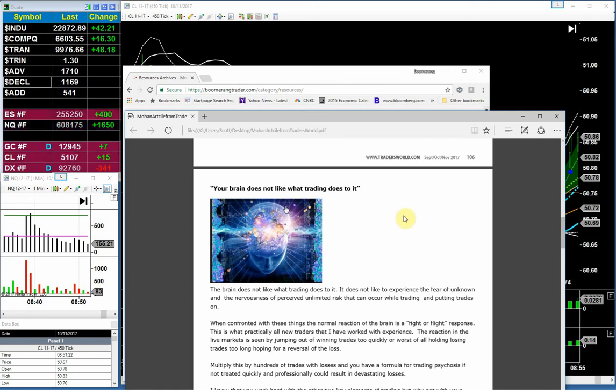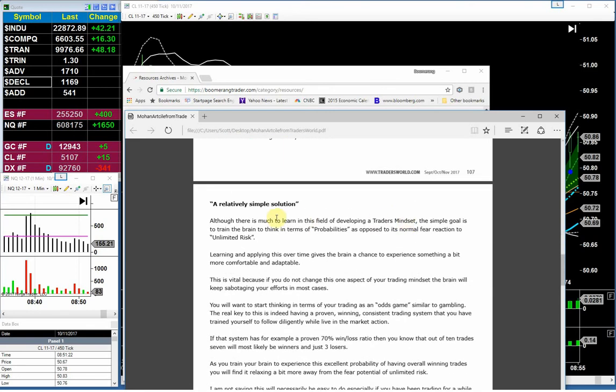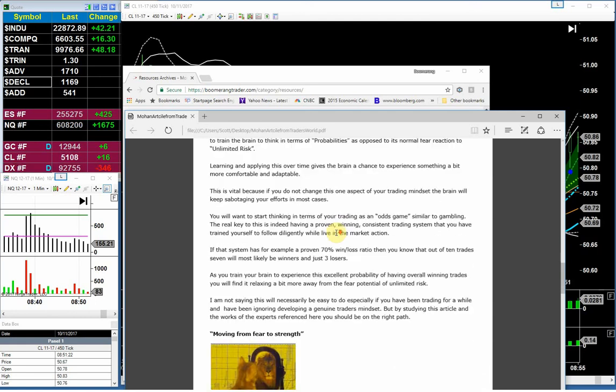So in very simple terms, or what I call a relatively simple solution, you have to train the brain to go from thinking, oh my God, I'm putting on a trade, I've got unlimited risk, I'm going to lose a lot of money, oh this is so scary, to thinking in terms of probabilities. Well, I'm trading with Boomerang Day Trader, a proven winning system. Odds favor that out of 10 trades, 8 will pan out. The brain relaxes. It can now focus on the things that are essential to win, like the additional tools I'm going to show you in a minute.